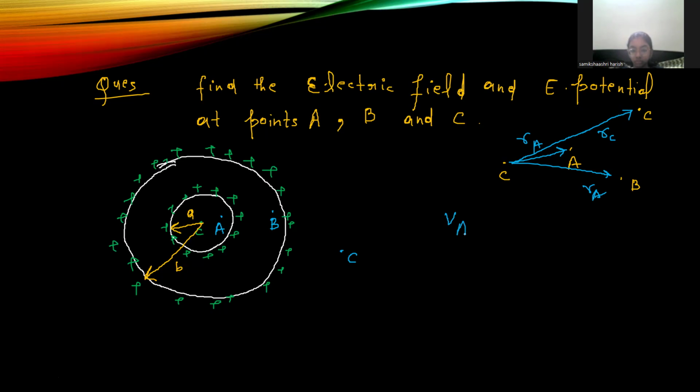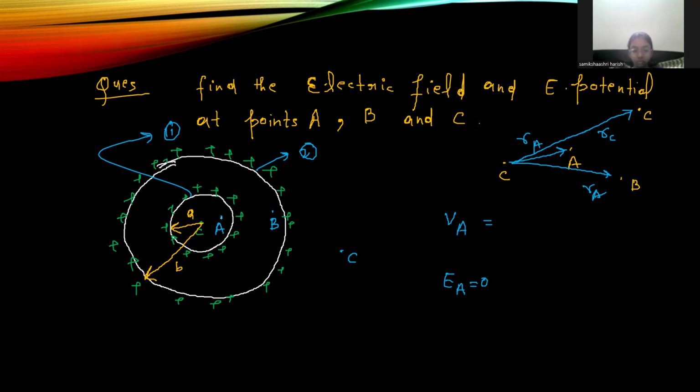Now, if I am asking what is the potential at point A? See, this point A is inside the outer sphere and inner sphere, two concentric spheres. Clear? So at A, the electric field is 0 because it is inside the hollow sphere.